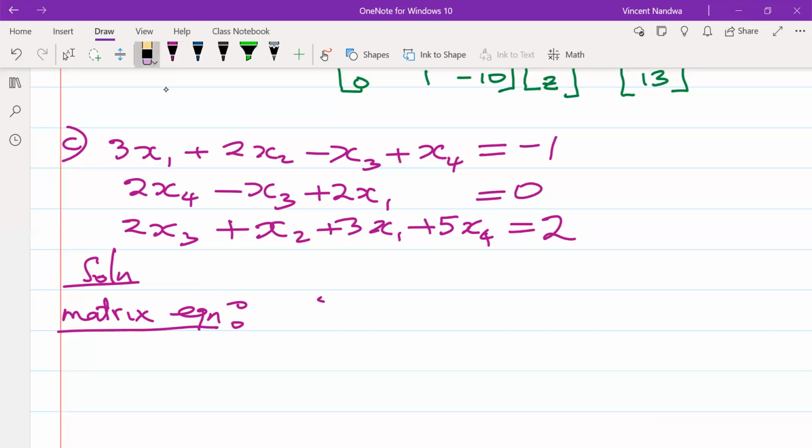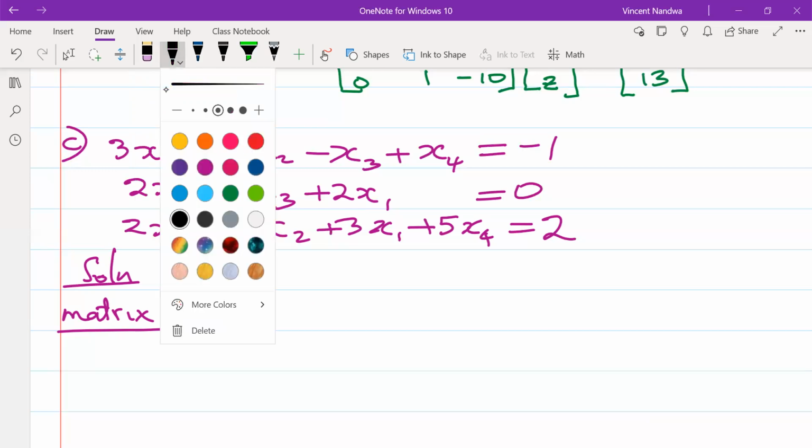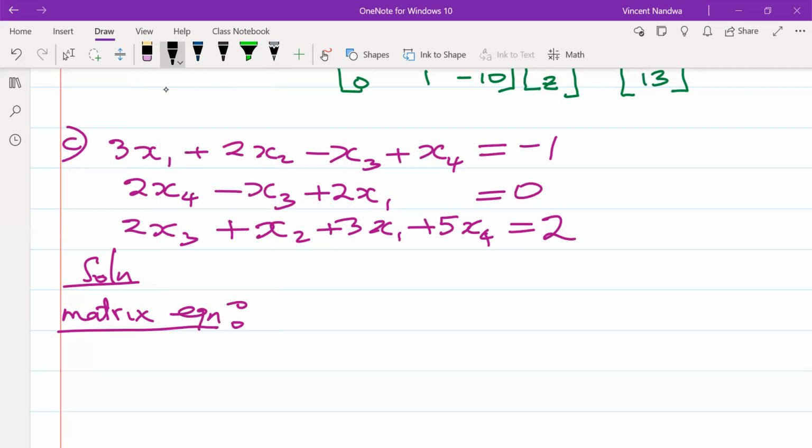So in this case, you realize that now in our system, how many variables are available? 4. So x1, x2, x3, x4. So you first start by rewriting the system. So equation 1 is 3x1 plus 2x2 minus x3, and then plus x4 equals -1.